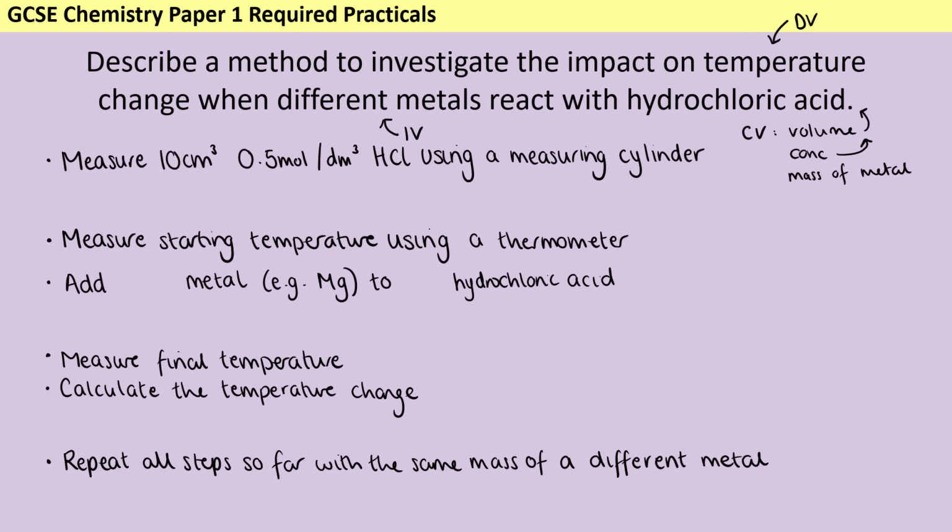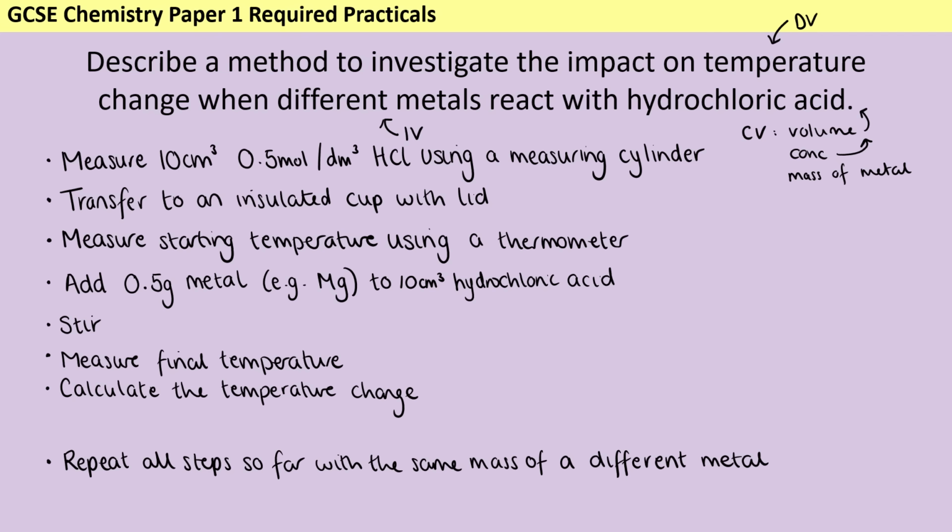And again, we want to mention our equipment. So here we would measure this out using a measuring cylinder. We would then do this reaction in an insulated cup that has a lid. So we know that polystyrene is a much better insulator than glass, and therefore less heat energy would be escaping to the surroundings. We can also mention that we're going to measure the mass of this metal. So we've said 0.5 grams here, and we've mentioned that we're adding it to the hydrochloric acid.